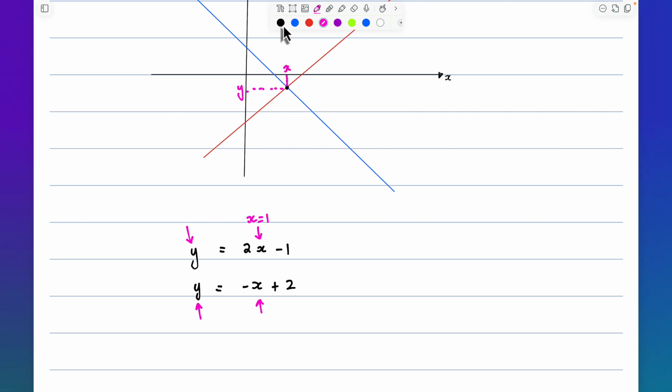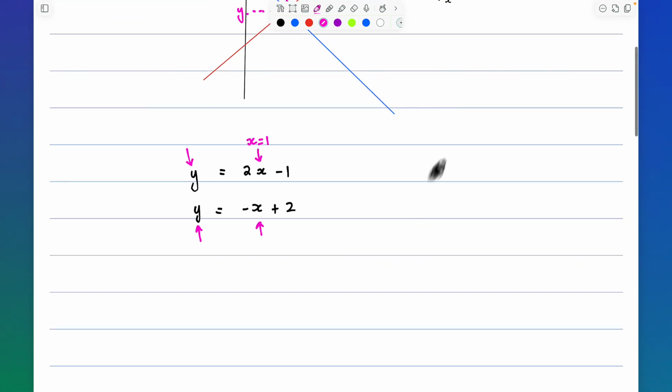So what we're going to do is sketch these two graphs, and then solve for the simultaneous equation and see if it makes sense. So these are our graphs. Like we said, they're both straight lines. So that's your y, that's your x.